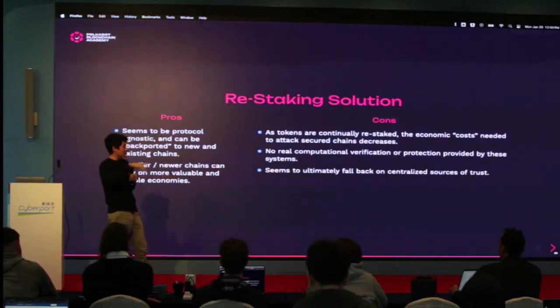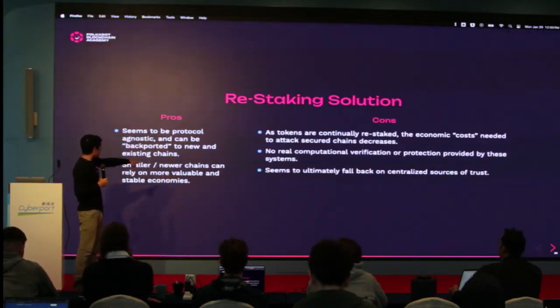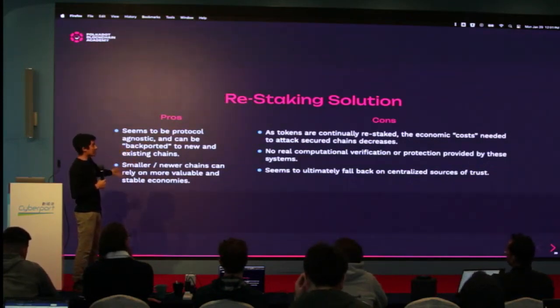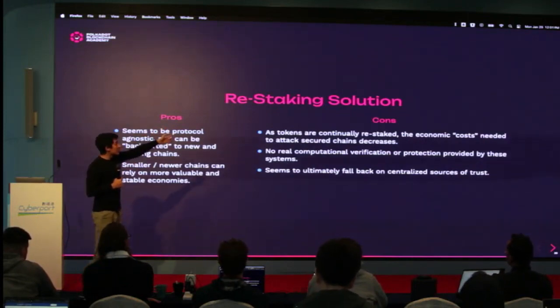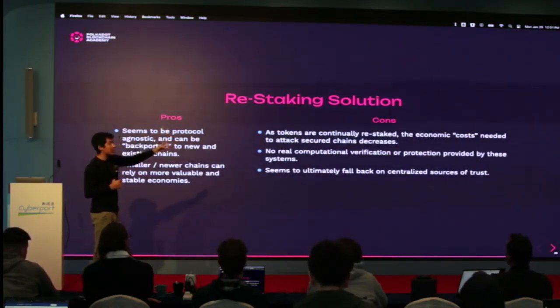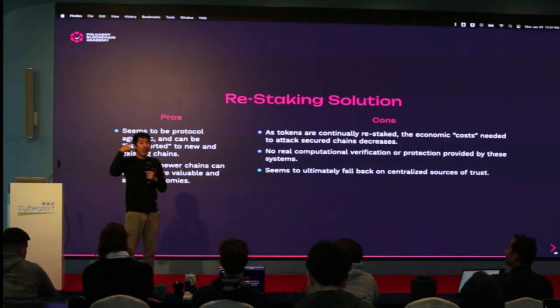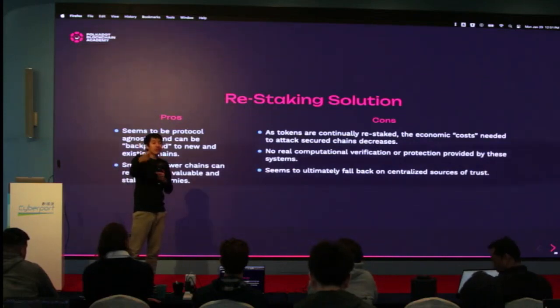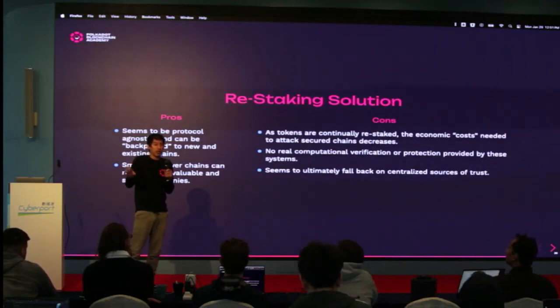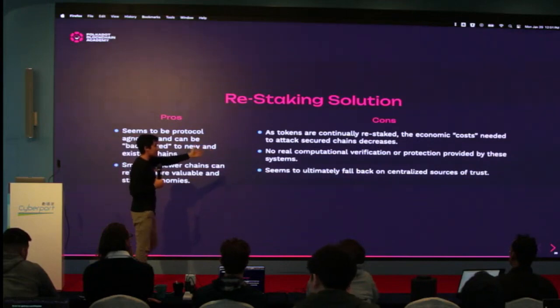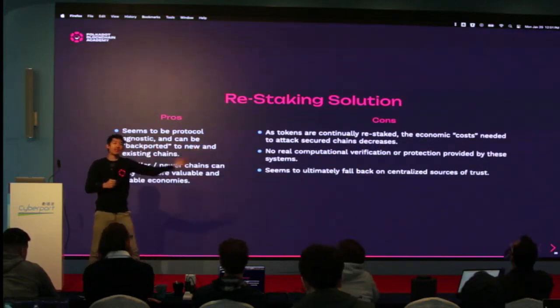Now, there's a bunch of problems around this, which I talk about, but the idea is that smaller and newer chains can rely on more valuable and stable economies. That's the advantage of this. The cons: as tokens are continually restaked, the economic cost needed to attack a secure chain decreases. So if I use Bitcoin on 100 chains and restake all of them, then now I can make a coordinated attack on all 100 at one time and only get partially hurt. Does that make sense? The more you're reusing a token, the more you're splitting the value across multiple chains, so it doesn't scale. There's no real computational verification or protection provided by these systems. So even though I have Bitcoin on my system, Bitcoin itself is not actually securing my chain.